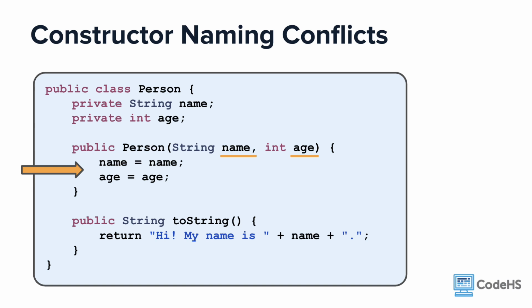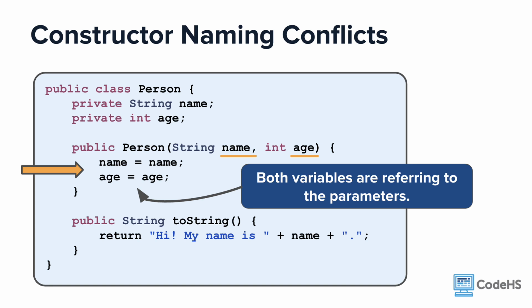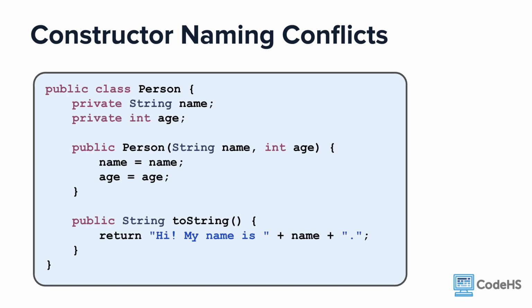This creates a naming conflict where the parameters and instance variables have the same names, and since the parameters are more specific in this scope, both variables are referring to the parameters. It's just setting the parameters equal to themselves, and nothing gets assigned to the instance variables. With this, the instance variables retain their default values of null and 0. You can avoid this problem by using the keyword this to specify which variables are the object's own instance variables.